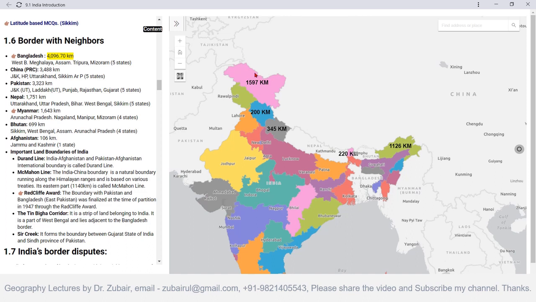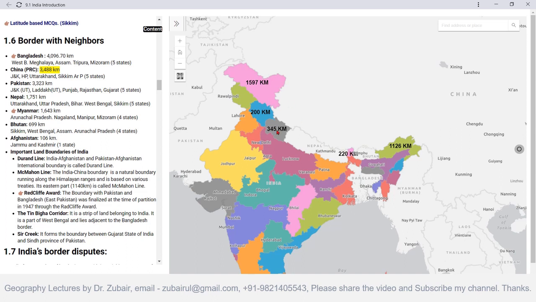Now let's see China here. The People's Republic of China, we can call it PRC also. It is at second position, that is 3,488, and these are the border sharing with the states. This is the Ladakh Union Territory, which is the maximum. The second is Arunachal Pradesh, the third is Uttarakhand, the fourth is Himachal Pradesh, and thereafter Sikkim.